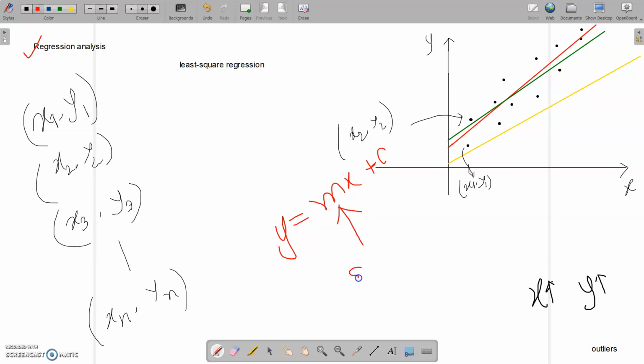M is the slope of the straight line, and C is the intercept. This is the intercept. So this portion, for example, for the red line, this is my C, and it has a slope that is, say for example, M.